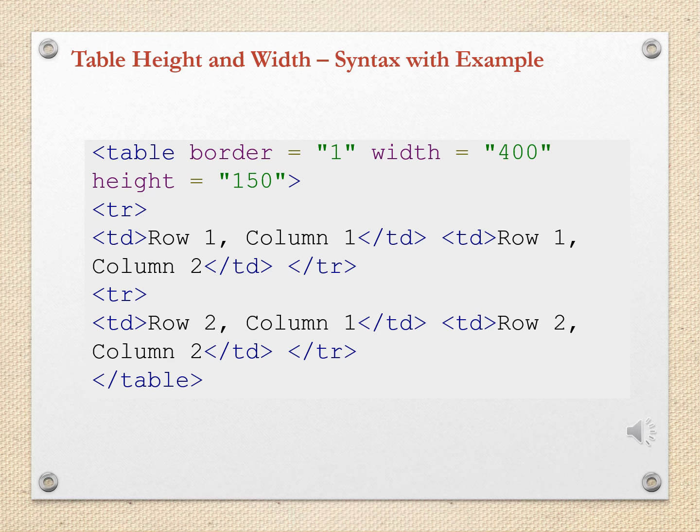You can see the syntax on how to set a table height and width. And if you want the table border, as usual, we can give it as 1. And if you give it more than 1 also, it will be a little bit thicker and it will be good for looking. And if you see here, the width of the table is set as 400 pixels and height as 150. The normal rows and columns are included in the table. Now let's see the output.